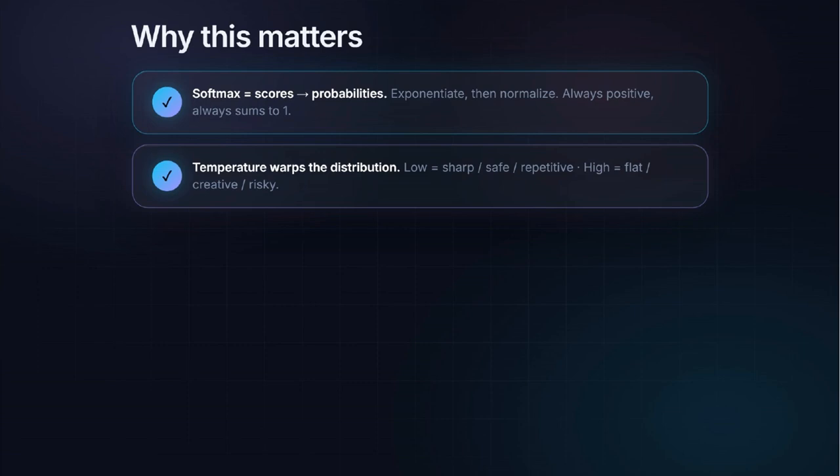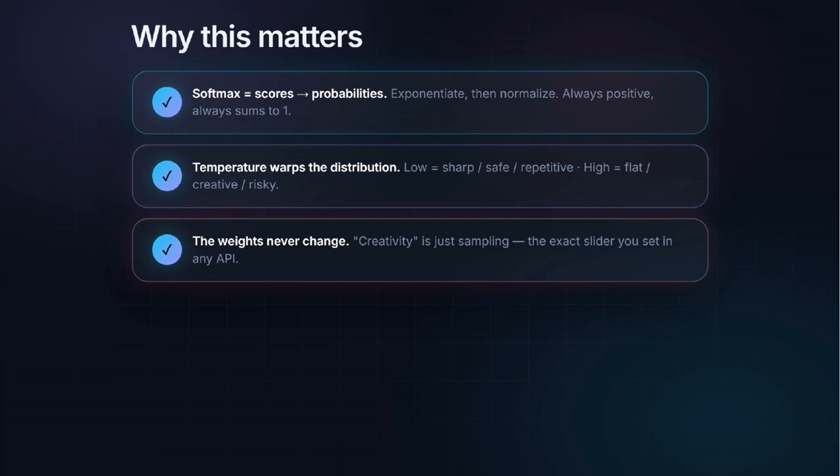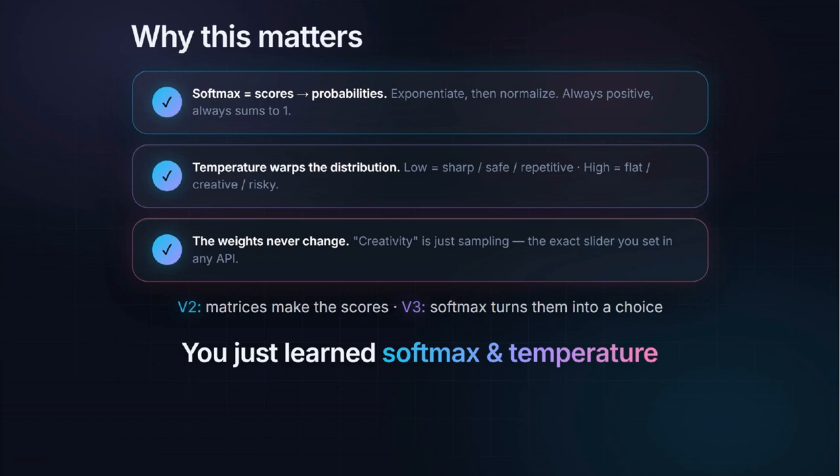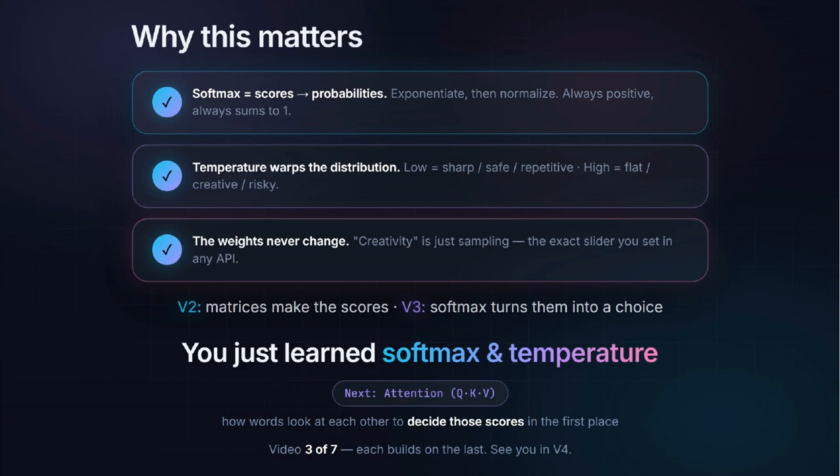Here's the whole video on one screen. Pause and screenshot this. The pipeline: logits, exponentiate, divide by the sum, probabilities, then sample. Softmax is exponentiate, then normalize, always positive, always summing to 1. Temperature: below 1 is sharper, 1 is default, above 1 is flatter. At the limits, 0 is greedy and infinity is noise. Top P, which we're about to unlock, keeps the smallest set of tokens whose probabilities sum to P, then samples from just those. And the big idea to tattoo on your brain: a model's creativity is sampling choices, not smarter weights.